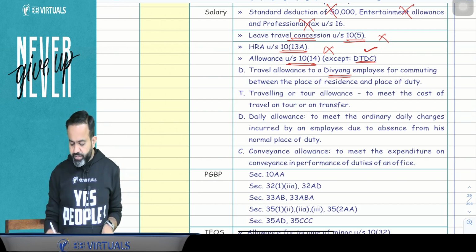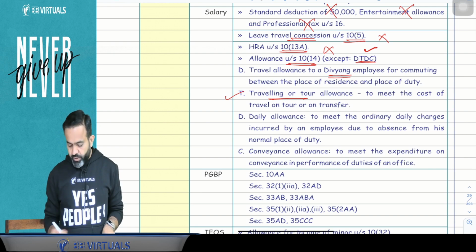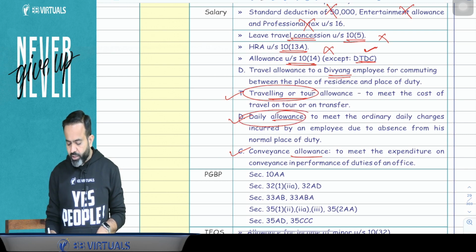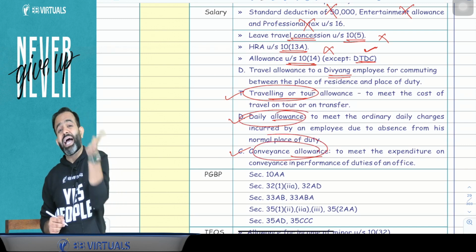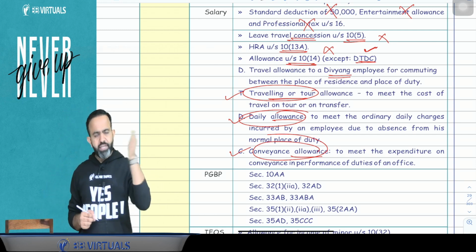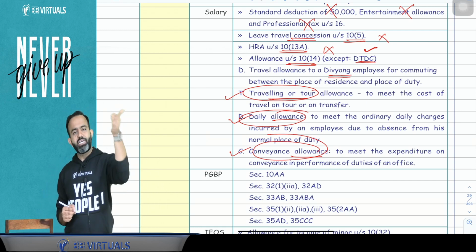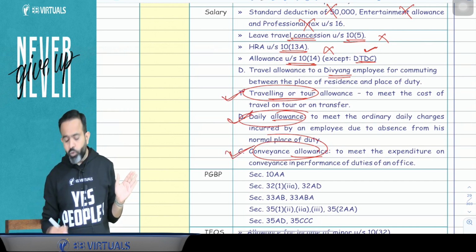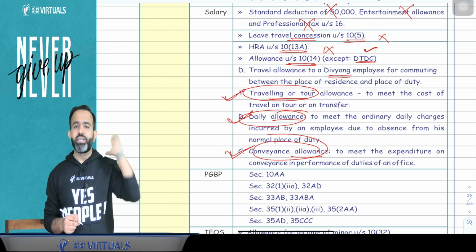One more point is T. T means traveling on tour allowance. One is the D, that is the daily allowance, and C is the conveyance allowance. Now guys, in case of the traveling on tour allowance, daily allowance and conveyance allowance, whatever amount is actually spent by the employee, that much amount is exempted. So guys, that exemption can be claimed even if the employee has opted for section 115BAC.